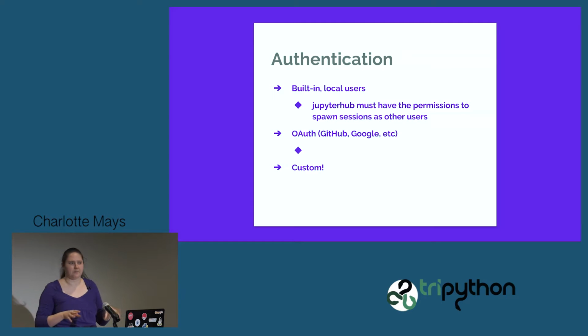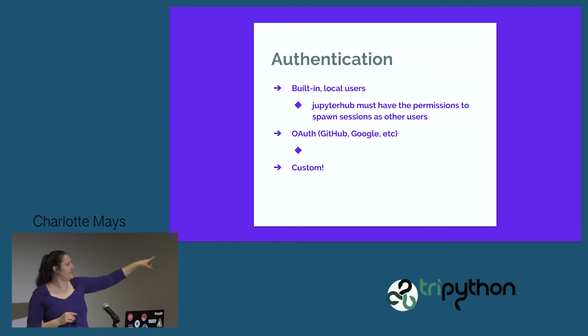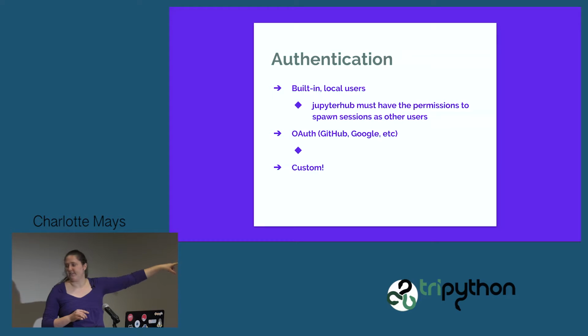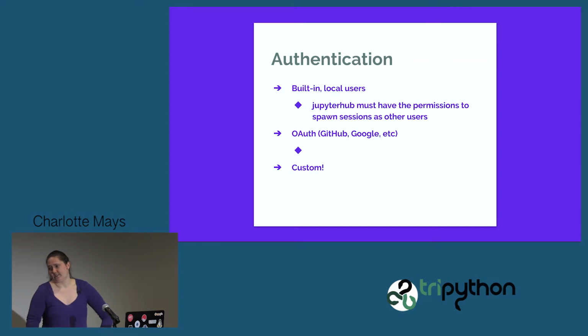Just go ahead and manually set up all the users you're going to need and use the regular PAM authentication that's built in. The catch with that is that JupyterHub must have the permissions to spawn sessions as other users. That's a setup piece that we have not done, so it's not quite ready for that. I installed it as me, so it could spawn a session as me. So when I logged in as me, it had the permissions to spawn a session as me. But if you're going to have it spawn sessions as other users, there's a little bit more you have to set up. It's just tweaking the groups that have access to it.